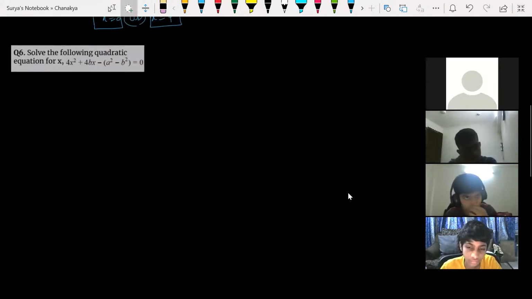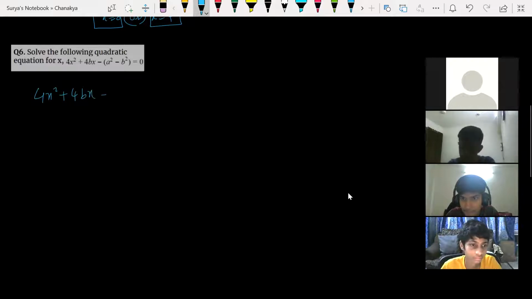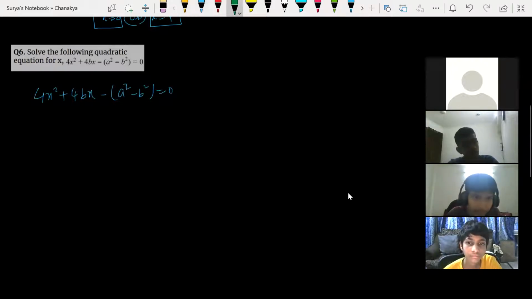Chalo, next question. Solve the following quadratic equation for x. 4x square plus 4bx minus a square plus b square is equal to 0. How can we solve this quadratic equation for x? Make it fast, guys. I'll give 2 minutes. Make it fast.